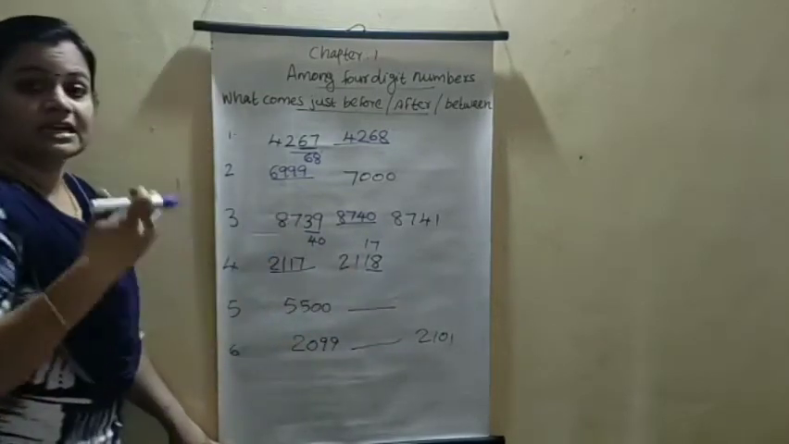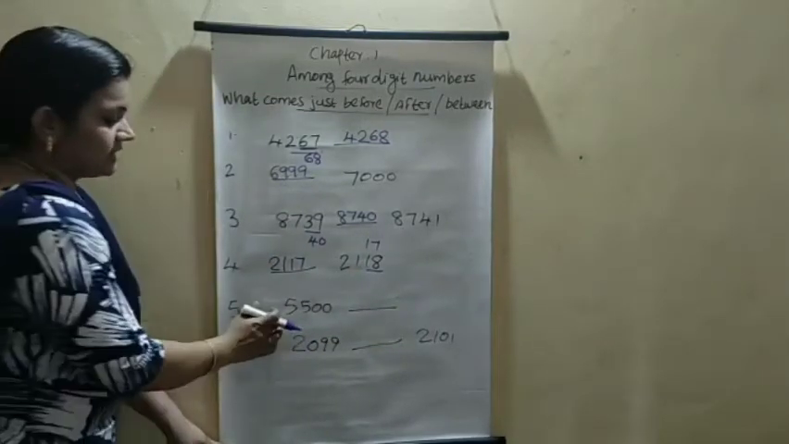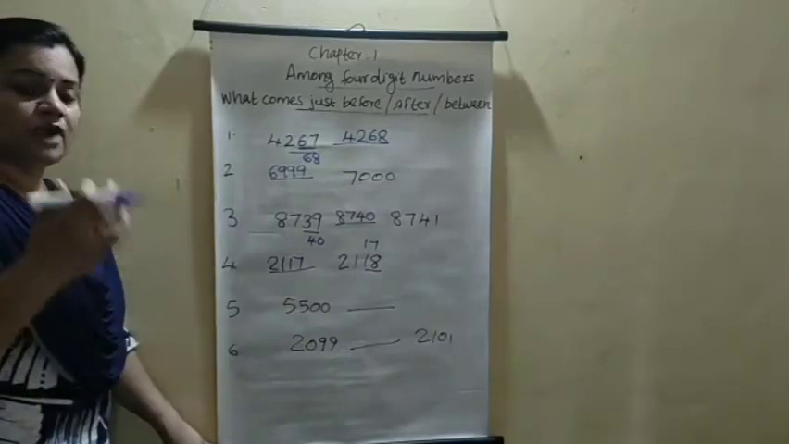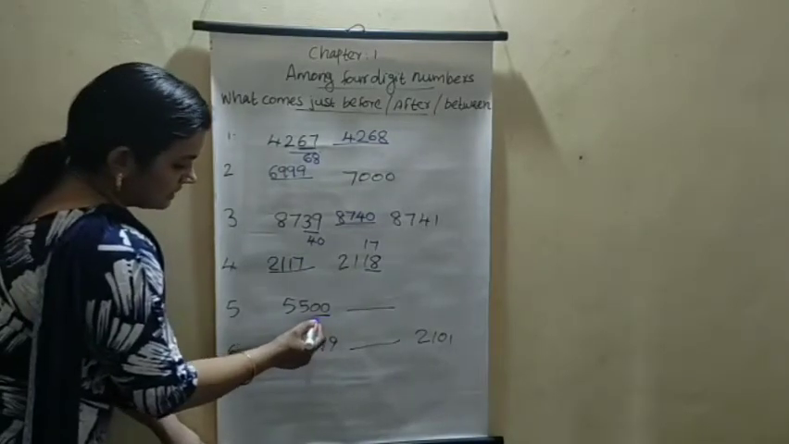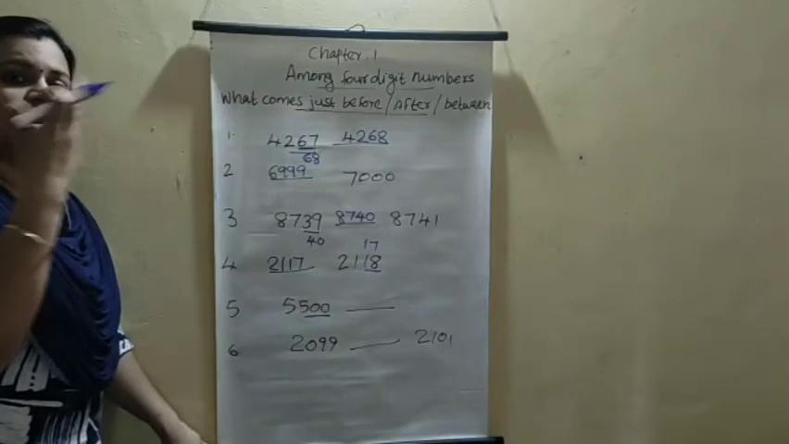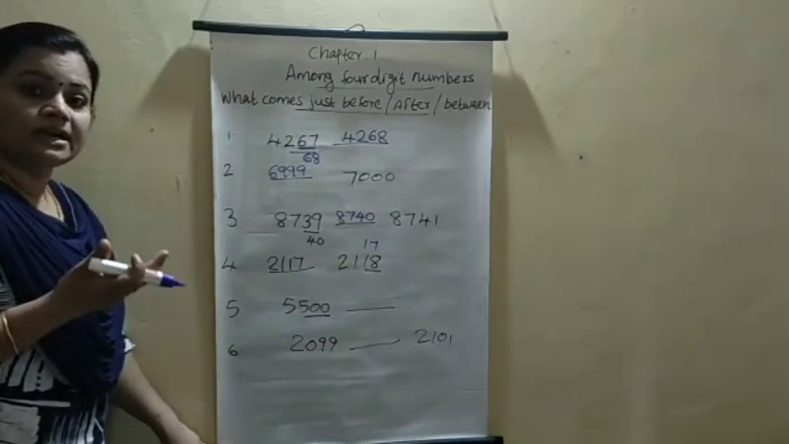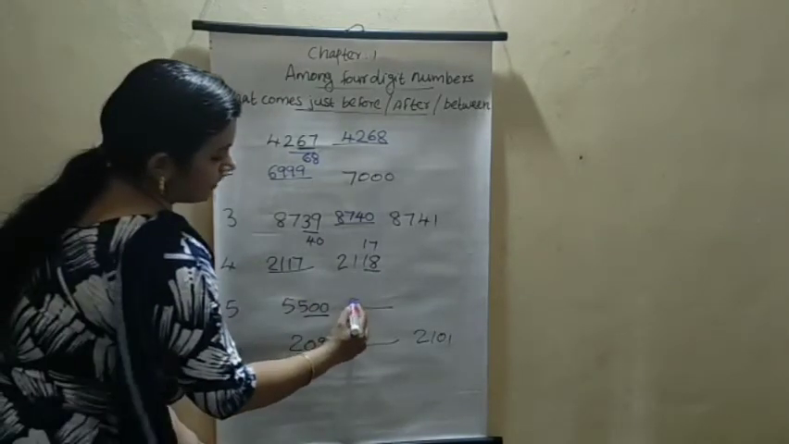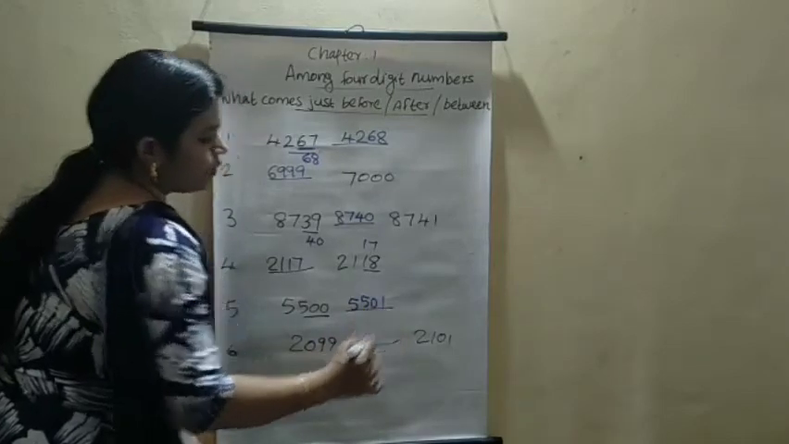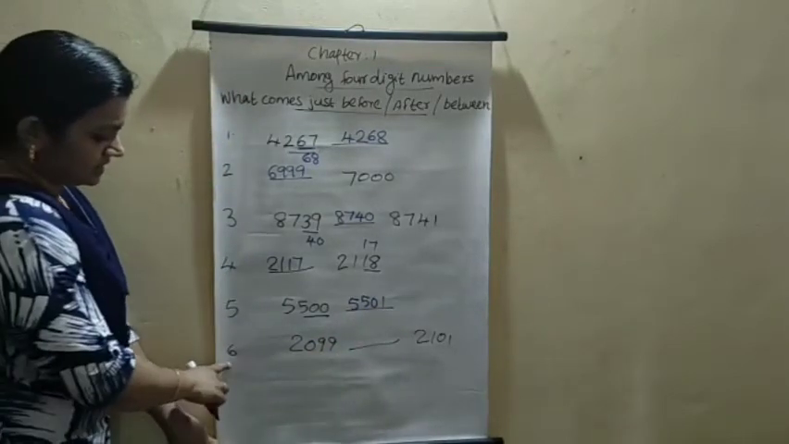Okay, again, 5500 after. Which number comes after 5500? We are considering the last 3 digits, 500. What is the next number? 501. So we can write 5501.